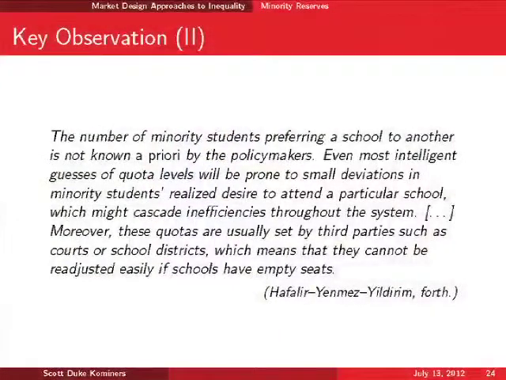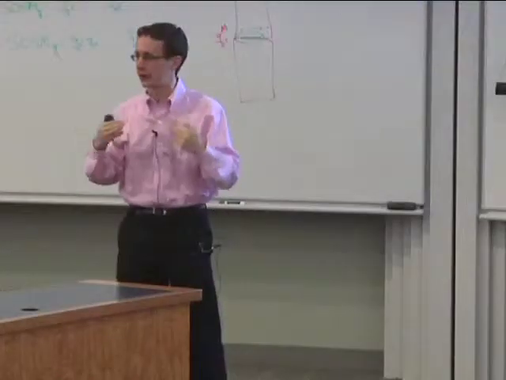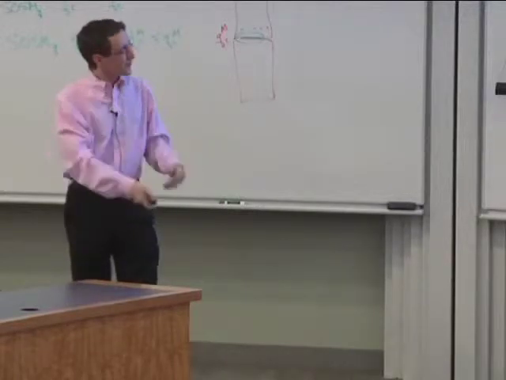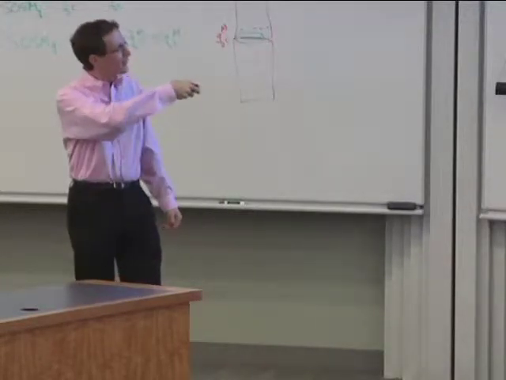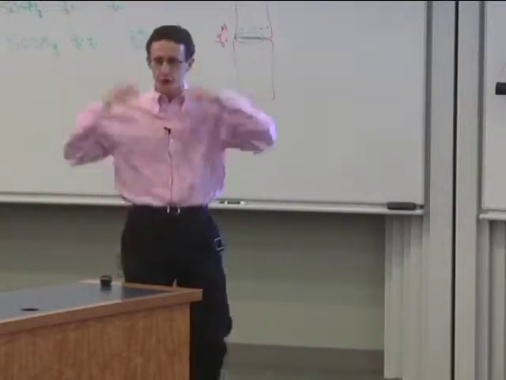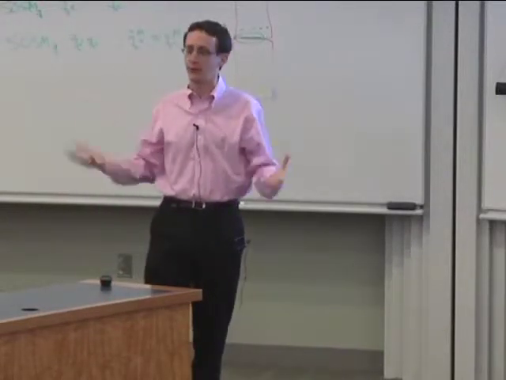Okay. So the number of minority students preferring a school to another is not known a priori. And so if you try and guess the quotas to let more minorities in, that's a really blunt instrument. You're trying to guess a quota on majorities that will allow the minorities to get into the school. What you really want to do is set a lower bound, sort of reserve a bunch of seats for minorities if they want them.